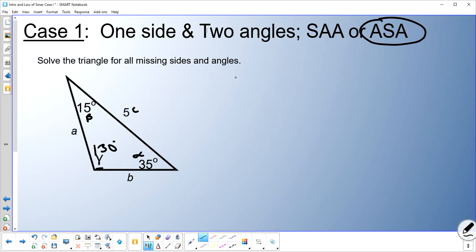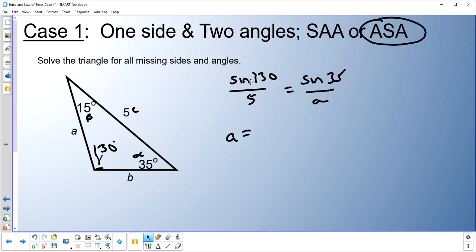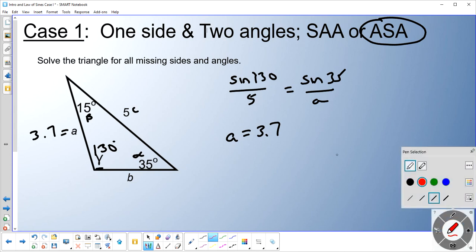Now we have a complete ratio in the sine of 130 over 5. And that could equal, it doesn't matter which one we start with, I'm just going to start with alpha, so sine of 35 over A. And plugging in and solving, same idea, cross multiply. If you want to change sine of 130 and sine of 35 into decimals, that's fine. But if we cross multiply and then solve for A, we're going to get 3.7 for this side. So 3.7.